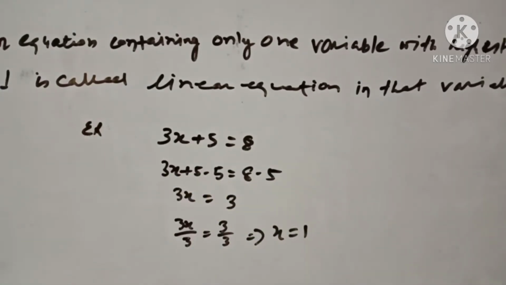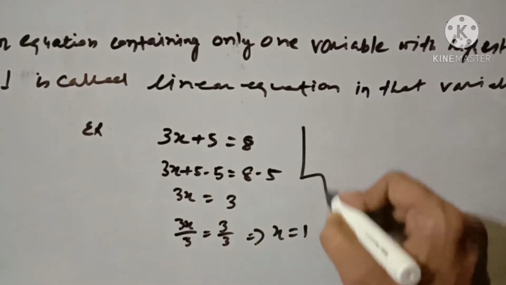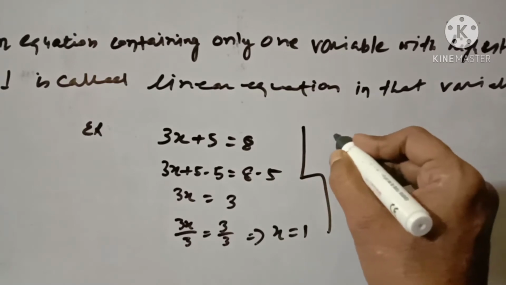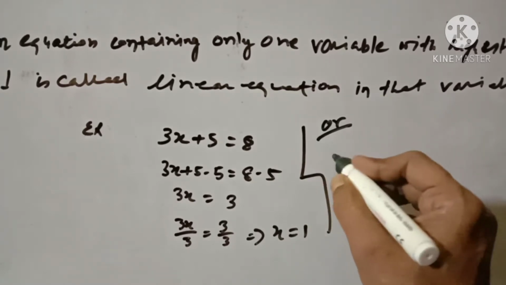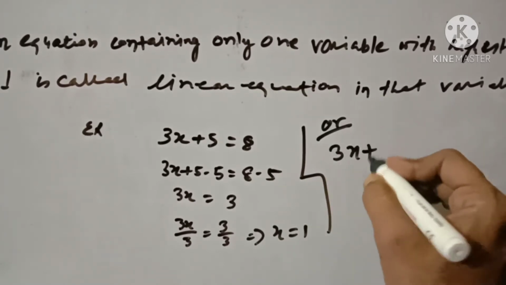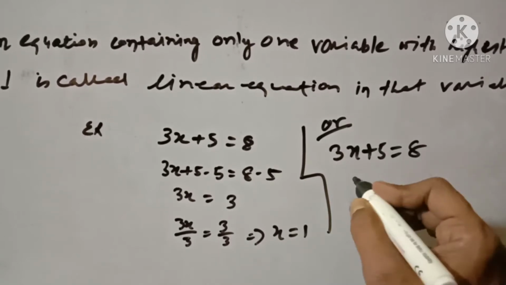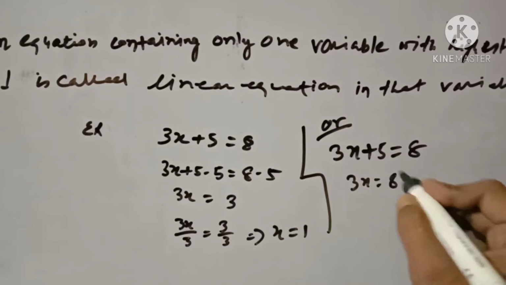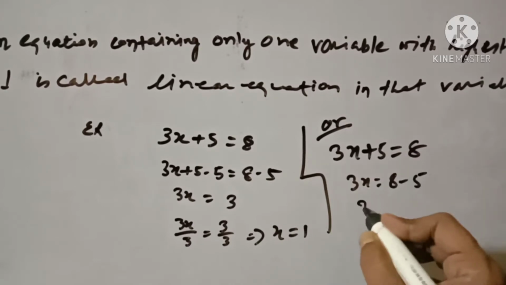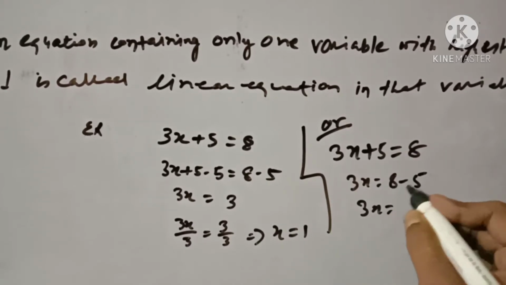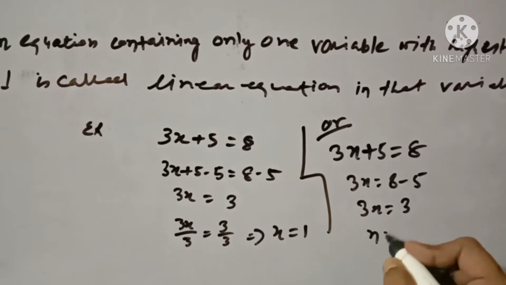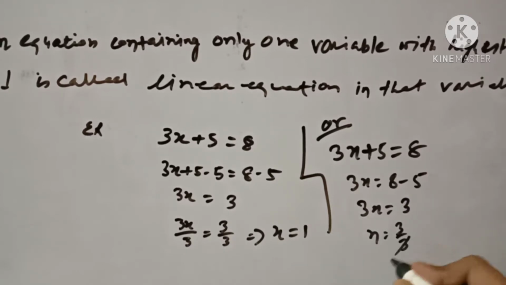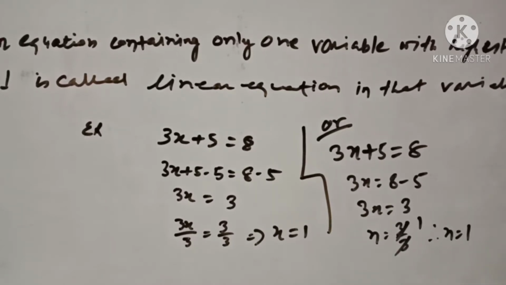But in general we don't do it this way, due to lack of time, so we can solve it like this. 3x + 5 = 8. Now 3x = 8, taking this 5 to this side, the sign will change, so it becomes minus. So 3x = 8 - 5, that is 3. So x = 3/3, which is 1. Therefore x = 1.